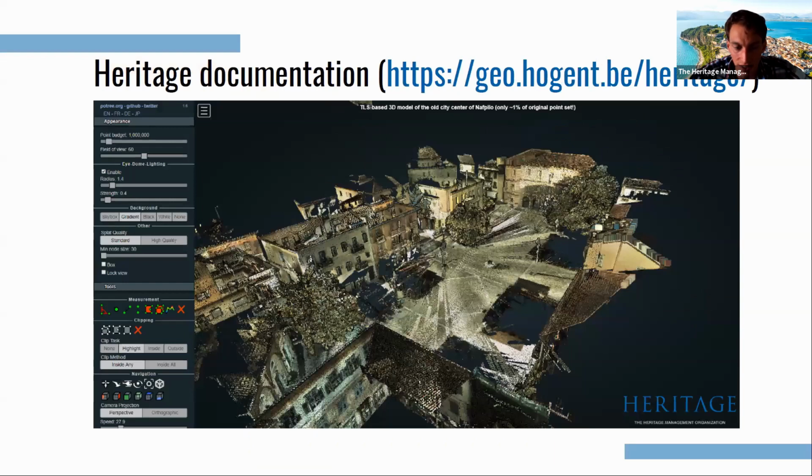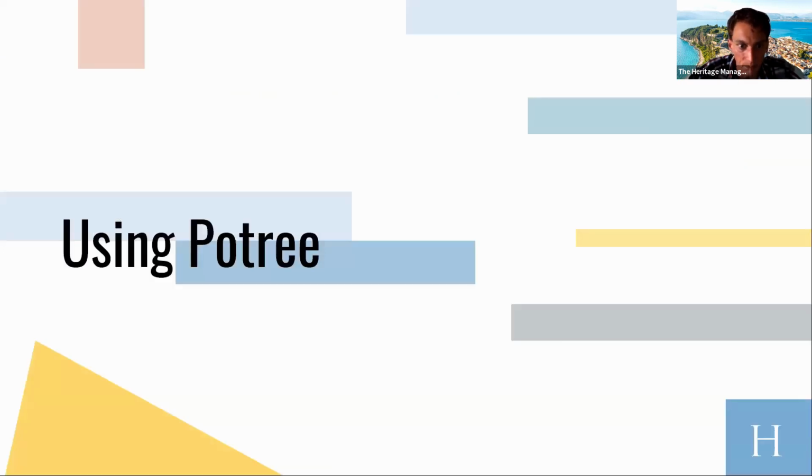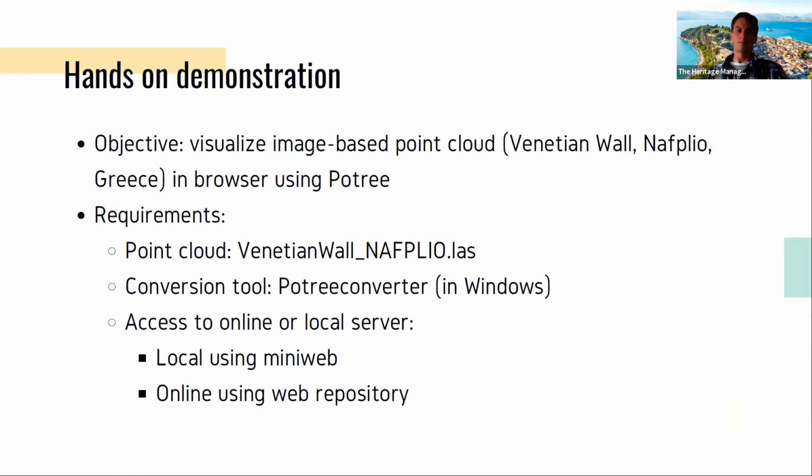So, for example, here this application of the historical city center of Nafplio. And actually, the only thing that I did here was just converting my point cloud to this optimized binary file format. I made a new logo, or I implemented the logo of Heritage, and I put everything online, and that's it. So it was maybe just a few hours of converting and then a few minutes of uploading the data to my server. So let's give it a try.